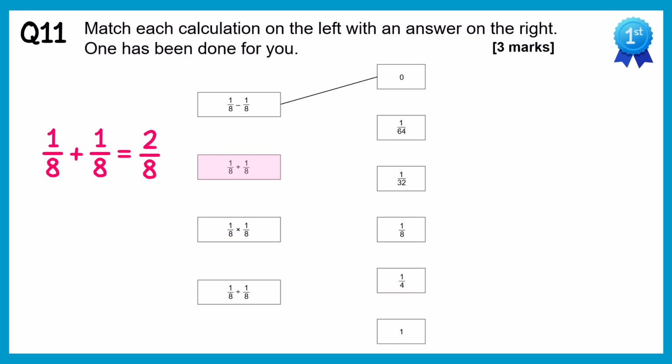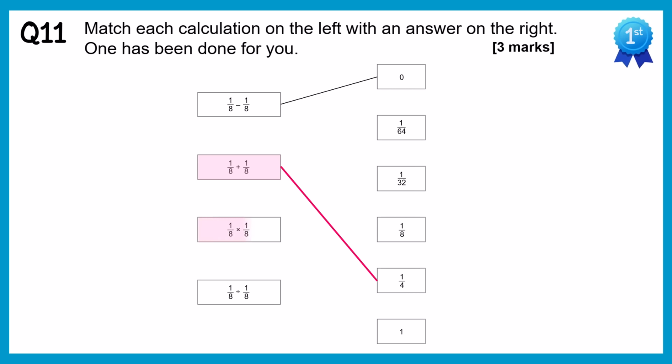But you'll notice that 2/8 isn't one of the options we can choose from. That's because 2/8 will simplify. If we take 2/8 and divide both the numerator and denominator by 2, we get 2 divided by 2, which is 1, and 8 divided by 2, which is 4. So 2/8 is the same as 1/4, and that is one of the answers we can choose from. So this one goes to 1/4.